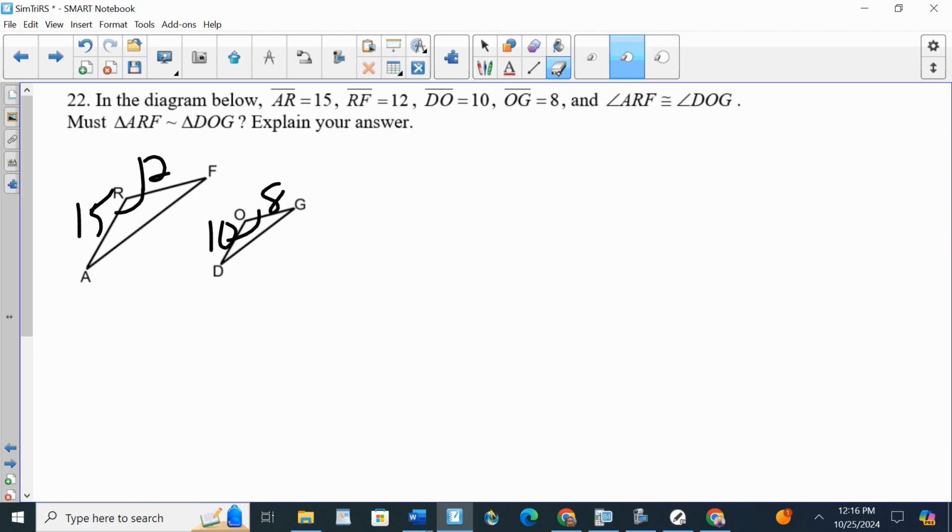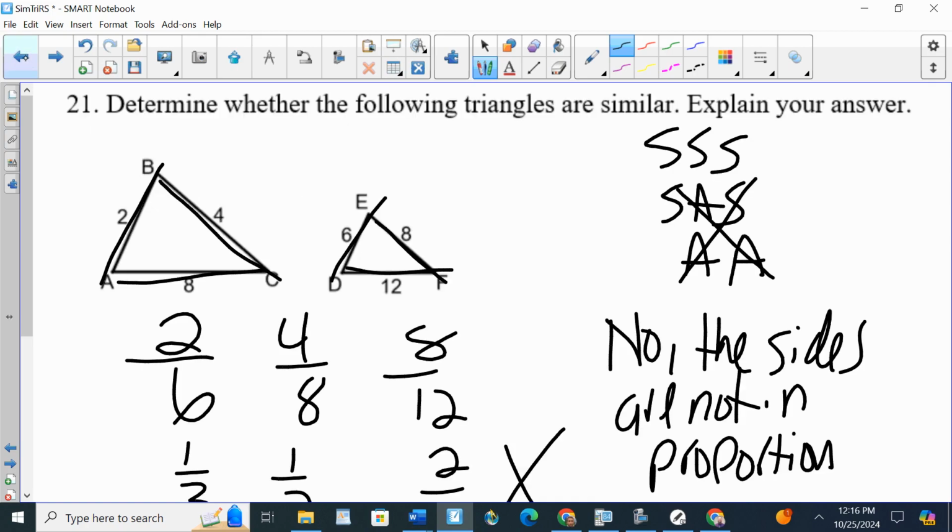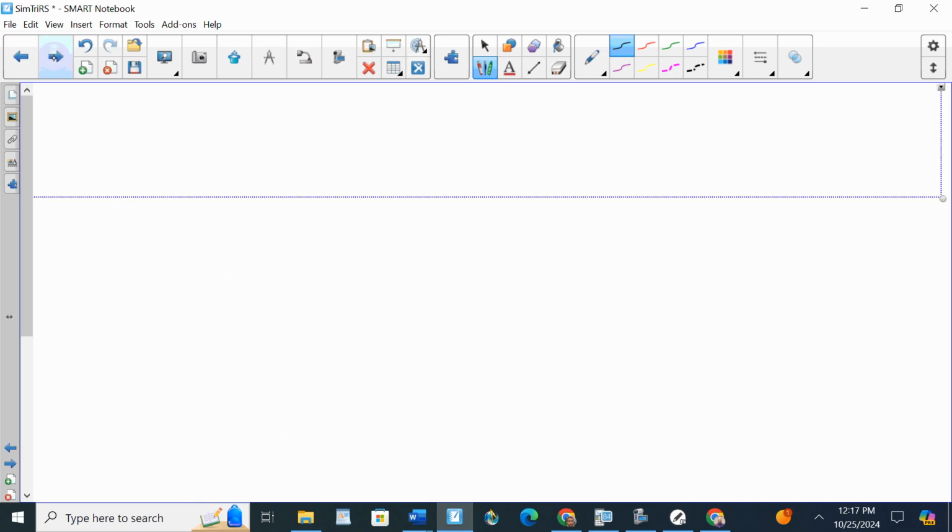If it didn't give me that angle, if instead it gave me, let's say, this angle, then even if the sides were in proportion, I still wouldn't be able to say that the triangles were similar. We still have to determine if they're in proportion by doing what we did here, but just want you to make sure you understand that for SAS, the angle needs to be in between the 2 sides.